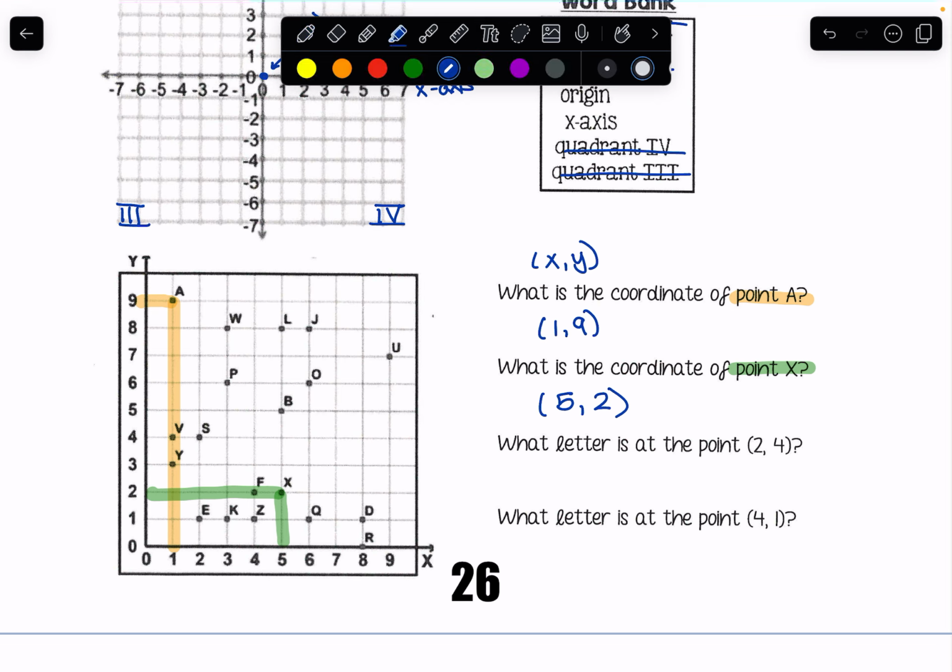Now they're asking me what letter is at the point 2, 4. So 2 is my x value, y is 4. So I'm going to start at 2, and I'm going to go up until I'm at the y value of 4, and I find that it would be point S. And now same thing for 4, 1. Start at 4, go up to a y value of 1 to find that Z lives there.